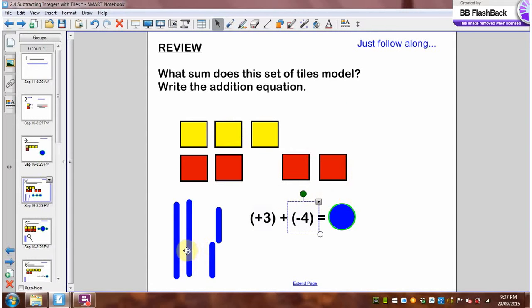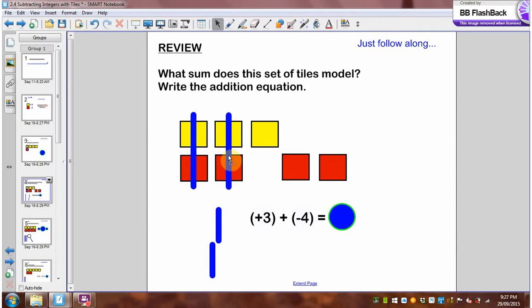To put those together, we cancel out our yellow and red pairs. So this 1 here will cancel out this 1 here. We have a pair here, although they're not lined up, but we can still cancel it. For every 1 yellow tile we have, and every 1 negative tile we have, we can match them up and cancel them out, and that leaves us with just 1 red tile. So 1 negative tile, negative 1. And that's what you guys should know up to date now.